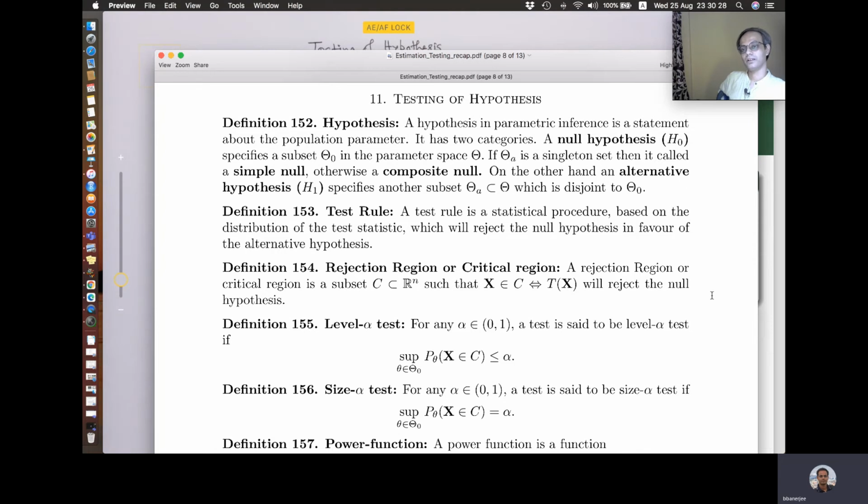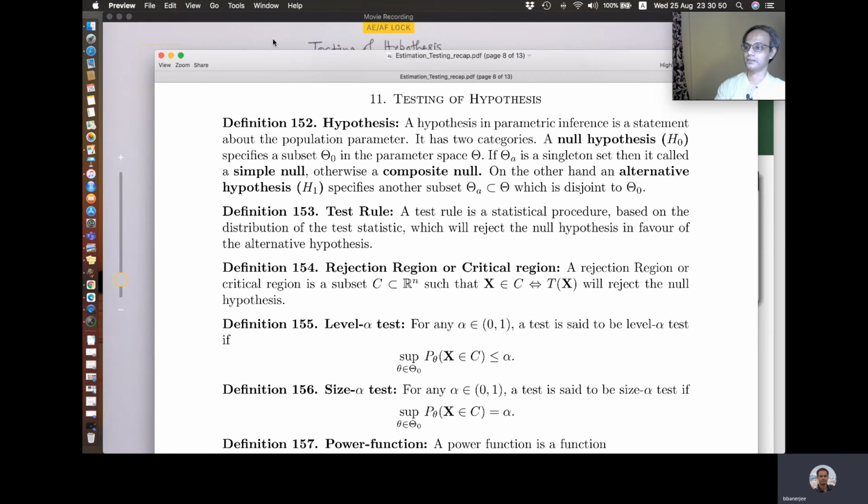And the hypothesis which is standing against the null hypothesis is known as the alternative hypothesis. More precisely, alternative hypothesis will specify a subset of the parameter space which is disjoint from the set specified by the null hypothesis. It need not be the complement. So this is the fact. So I'm trying to write it down because there are many statements.